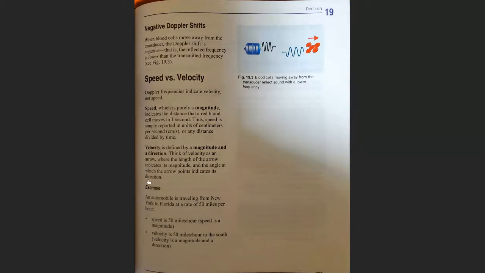Okay. And here's an example. You know all this stuff really well already, but we'll just plow through it quickly. An automobile is traveling from New York to Florida at a rate of 50 miles per hour. Speed is 50 miles per hour. Speed is magnitude. But the velocity is 50 miles per hour to the south, because that's a magnitude and a direction.